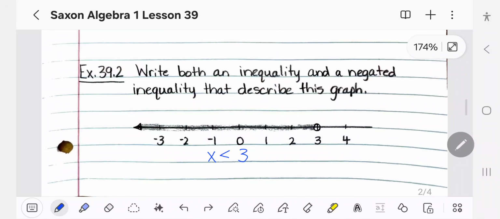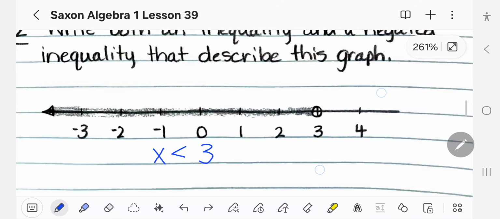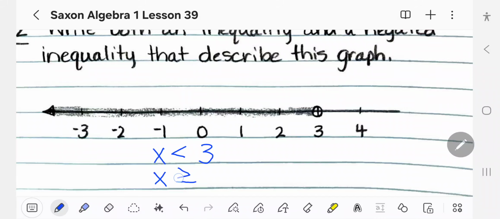Now, how could I write a negated inequality for that? Well, I need to write what x is not. So I can tell from this graph that x is not equal to 3 because they didn't shade it. So I could say x is not equal to 3, okay? And it's not greater than 3. So I would say not greater than or equal to 3. And I would show the not by just doing a slash through it. So x is not greater than or equal to 3.